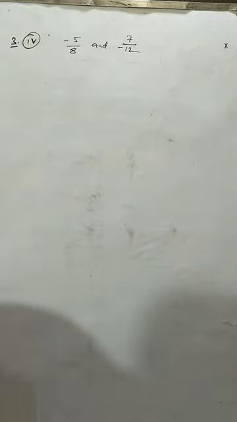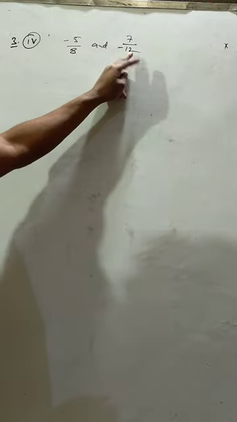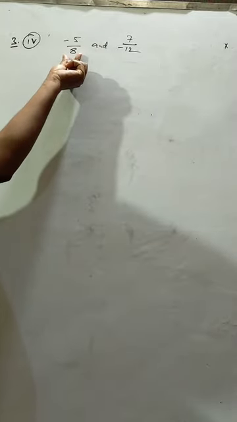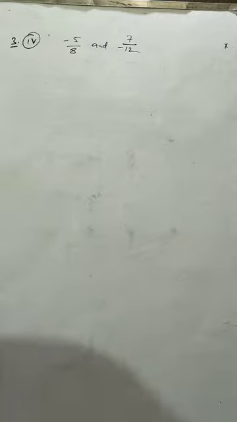So the first process is, we have to see, here the denominator is 8 and here the denominator is 12. Since the denominators are different numbers, in terms of fractions these are called unlike fractions.